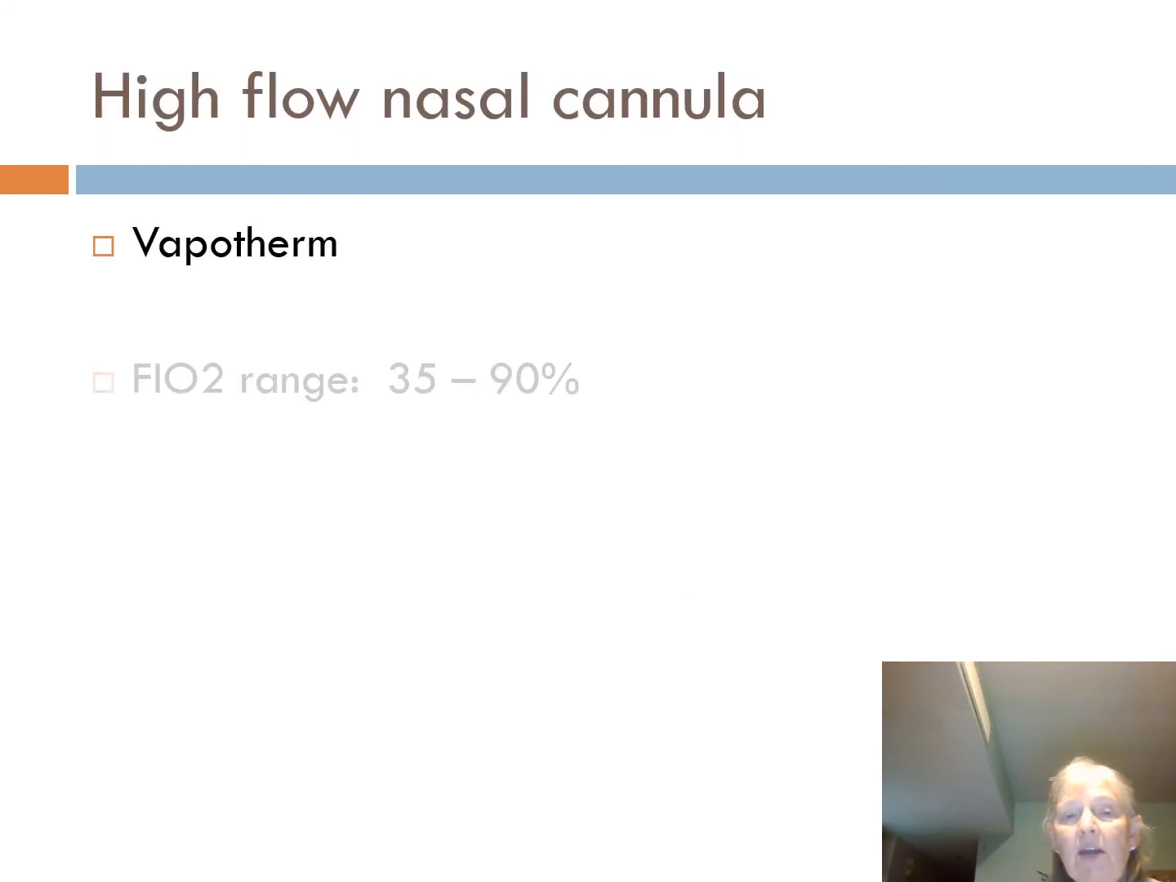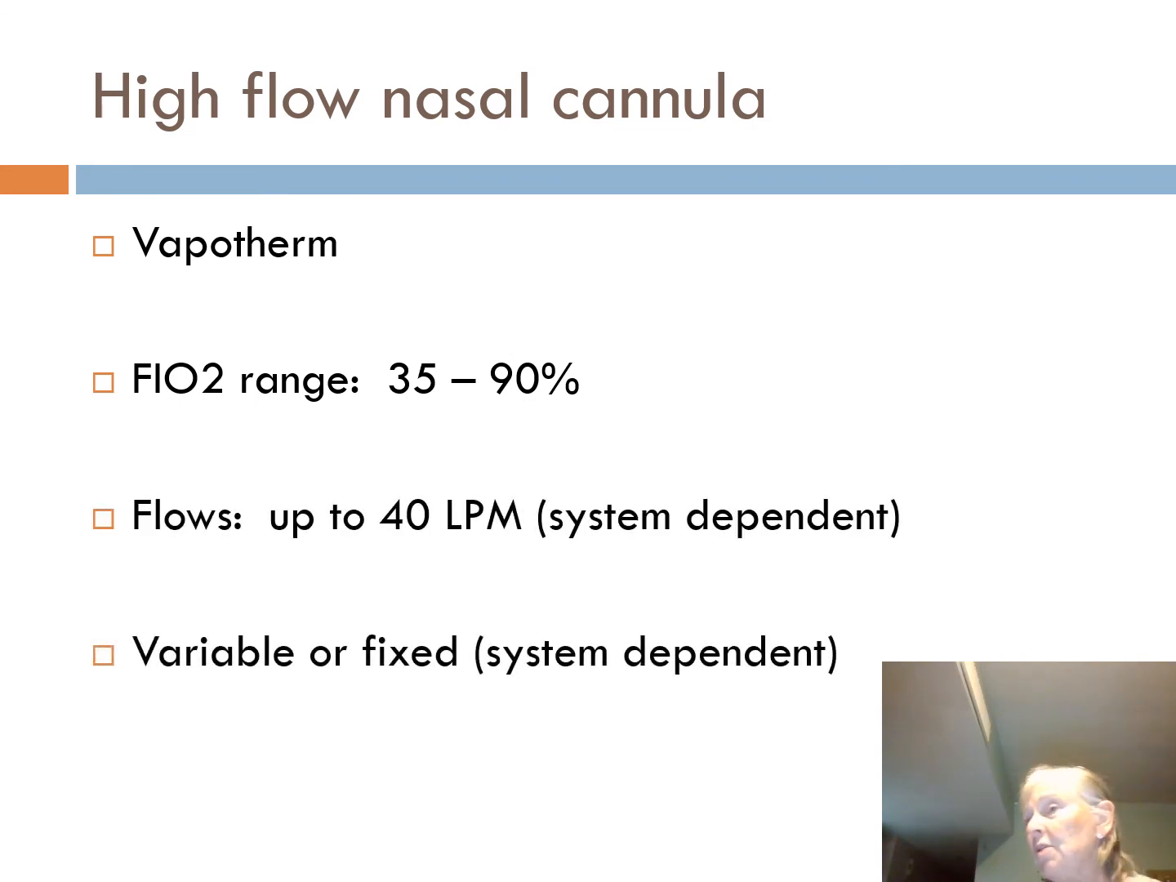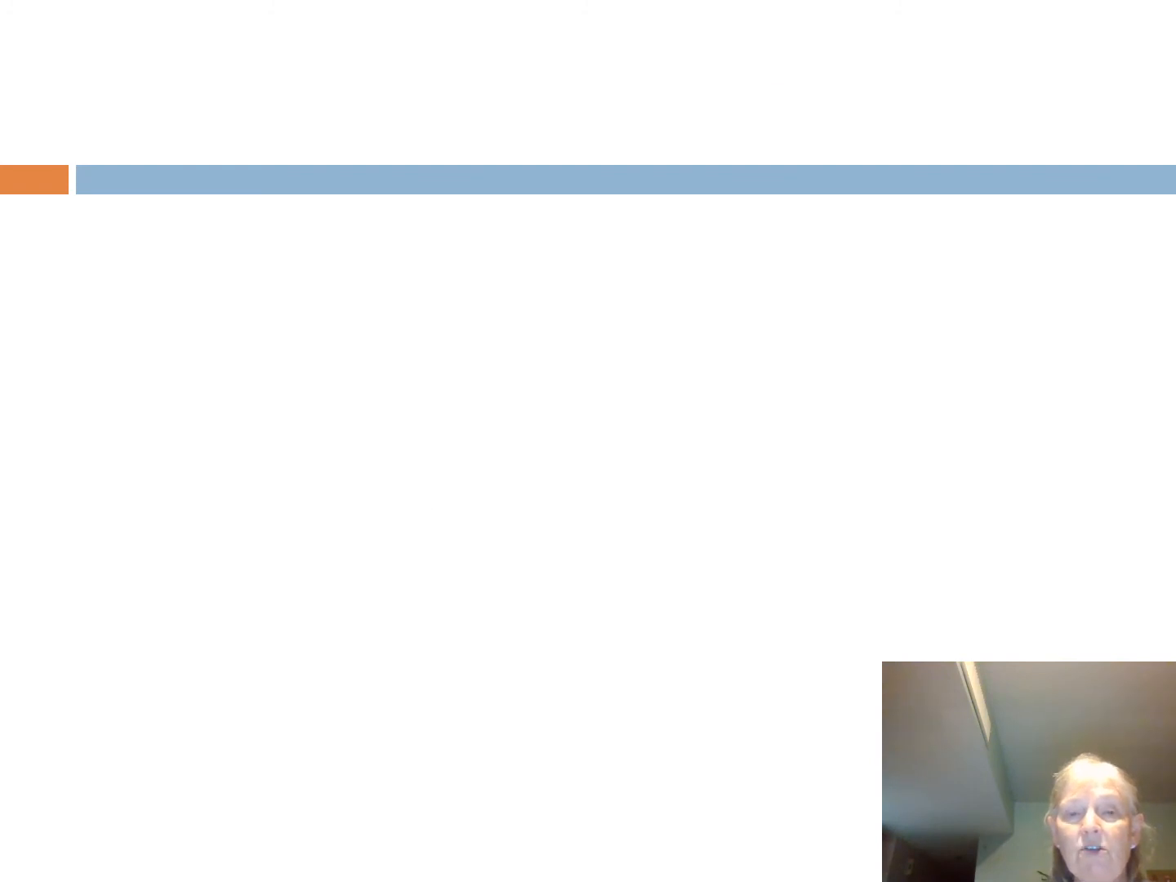Then the high flow nasal cannula, when it made its way into Tucson, it was actually being used at the peds, not with adults. Vapotherm was the first one that came out with it. They're still in business. Whenever you have a high flow nasal cannula, it has to be humidified, and most of these nasal cannulas have their own humidification systems, okay? FiO2 range anywhere from 35 to 90%. Flow sometimes up to 40 liters. There's one that actually goes to 60 liters per minute. Variable or fixed FiO2 just depends on the system that you're talking about.